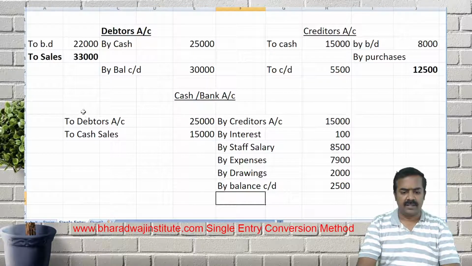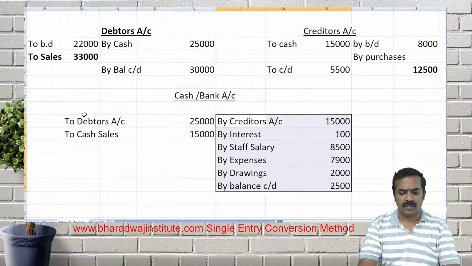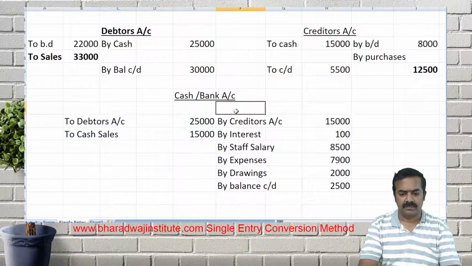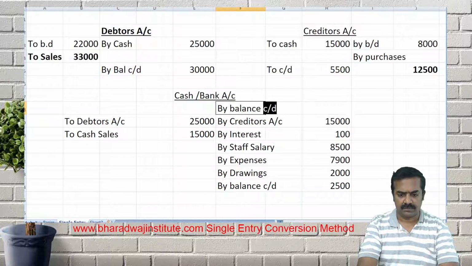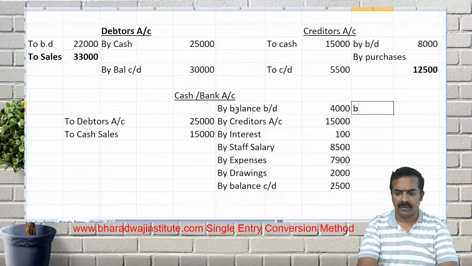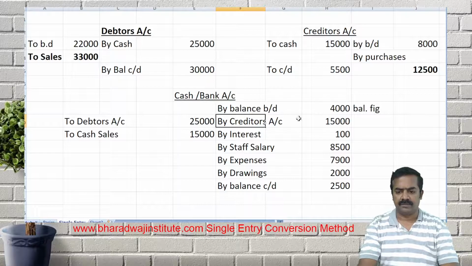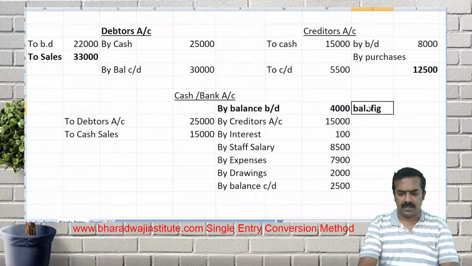Fine. If you do it in Tally, does the opening balance come in debit or credit? By balance brought down. How much? It's a balancing figure. Opening balance is an OD balance.